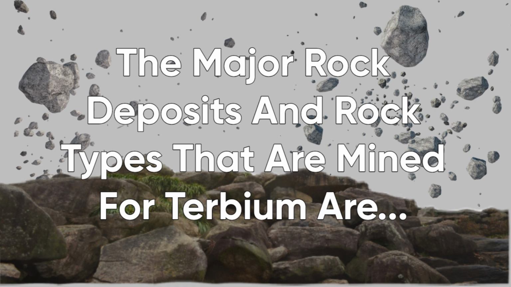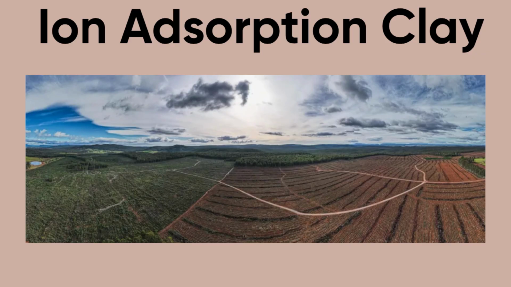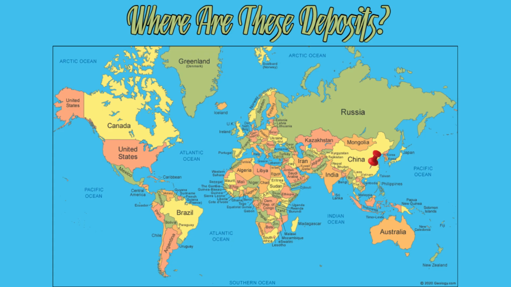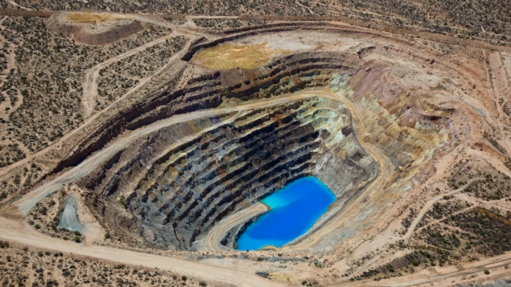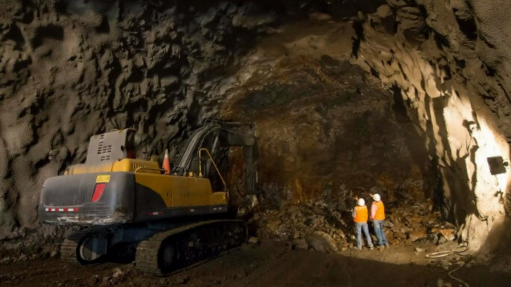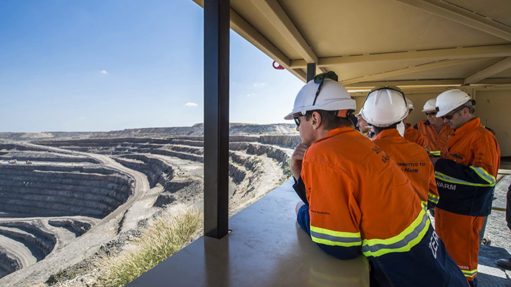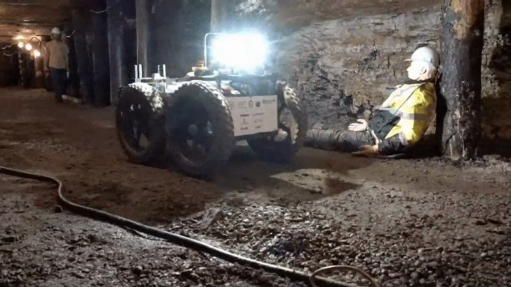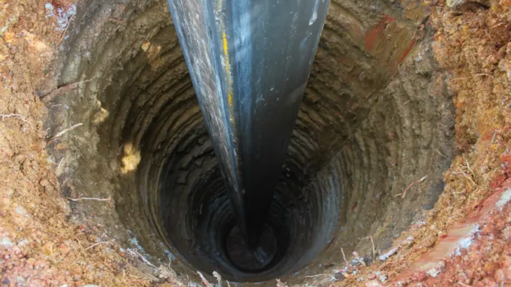The major rock deposits and rock types that are mined for terbium are monazite, xenotime, and iron adsorption clays. These deposits are located in southern China, India, Malaysia, Vietnam, and Brazil. To mine terbium from these deposits, first, the mineral, for example monazite, is mined through either open pit or underground extraction. Open pit mining is a mining technique in which the top layers of the earth are removed to access minerals that are not very far underground. On the other hand, underground extraction is a mining technique that involves drilling down into the earth to access deposits that are just too deep for open pit mining.